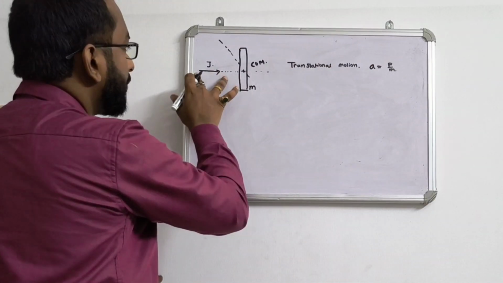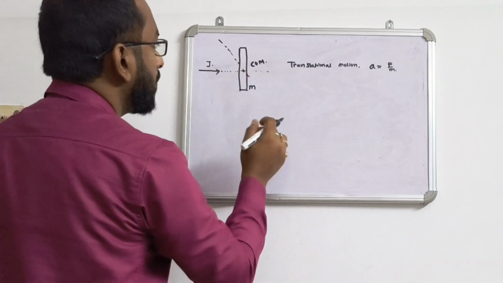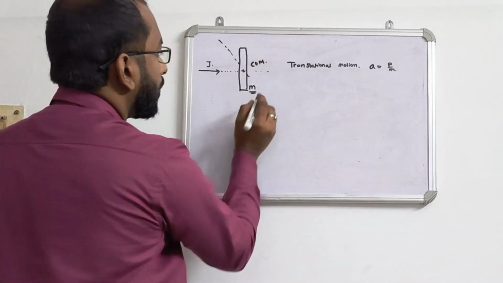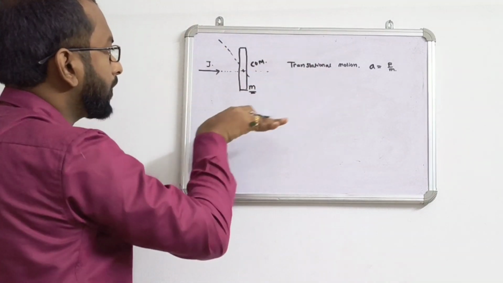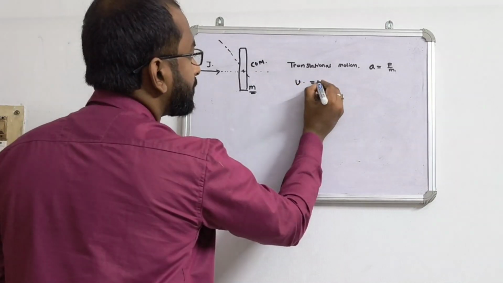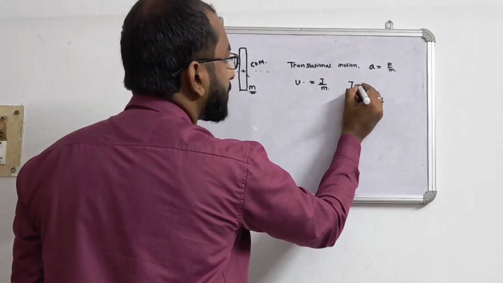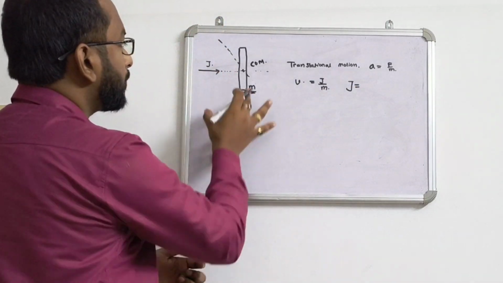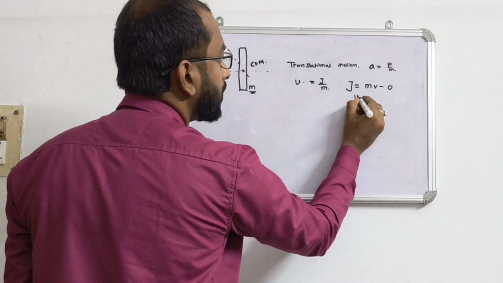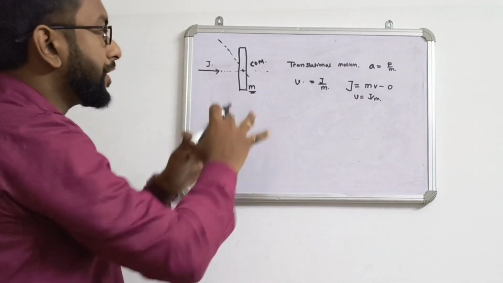And if the direction of the impulse is coinciding with the center of mass point of this body, it will have purely translational motion. If I apply j impulse on a body of mass m and the line is coinciding with the center of mass, then the velocity it will get is j by m. Or we can say that impulse is going to change the momentum of this body, mv minus initial momentum, that is 0. So v is j by m. This is the case of purely translational motion.